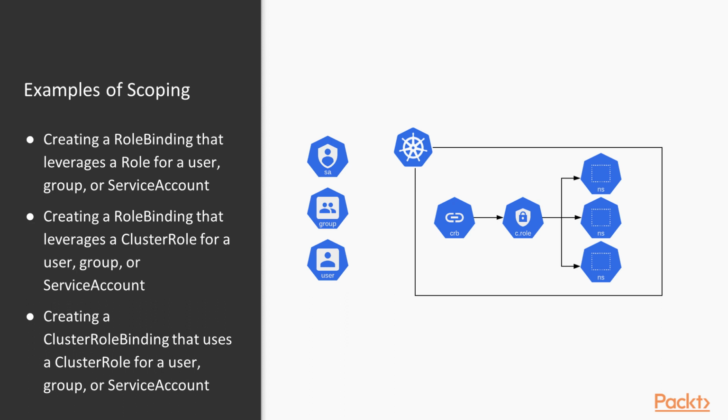Finally, you can create a cluster role binding that uses a cluster role for a user, group, or service account. So in this example, you can see the cluster level with a cluster role binding that is independent of namespace that allows the service account, group, or user access to a cluster role. Let's say in this case, it's cluster admin. Cluster admin will then tie to that cluster role binding and allow that user, group, or service account the ability to access all objects within any namespace, as well as specific cluster objects that are not bound to namespaces.